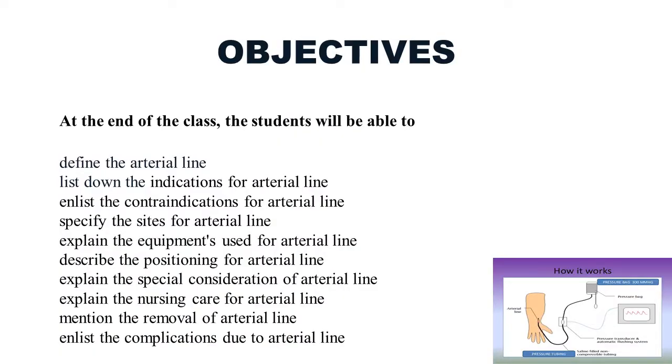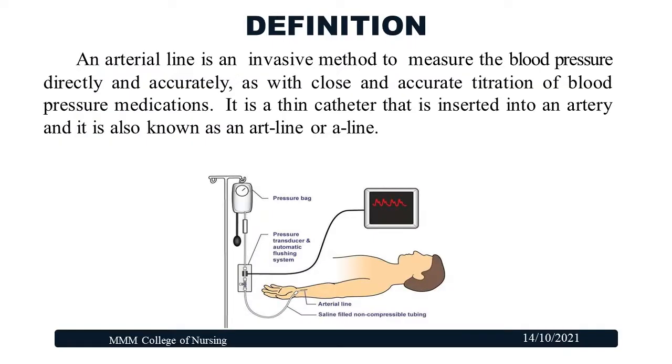At the end of this class, the students will be able to define the arterial line, list down the indications and contraindications of arterial line, sites used for arterial line, equipments and positioning, special considerations of arterial line, what are the nursing care of patients with arterial line, and how to remove the arterial line and complications of arterial line.